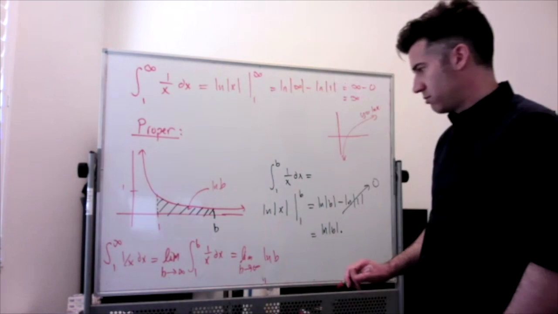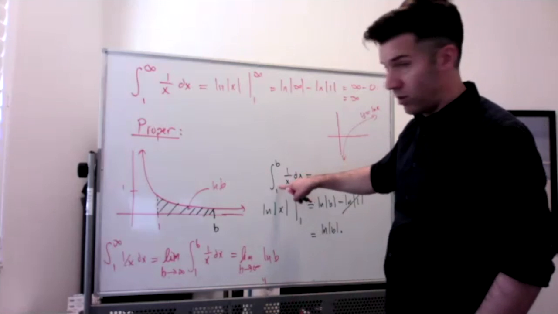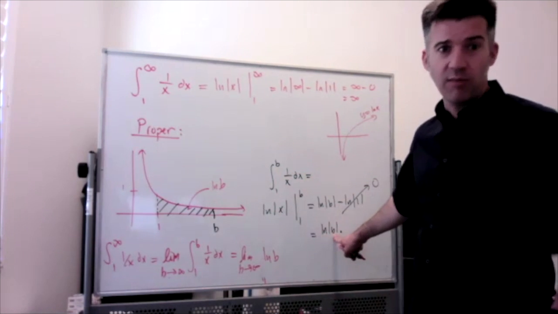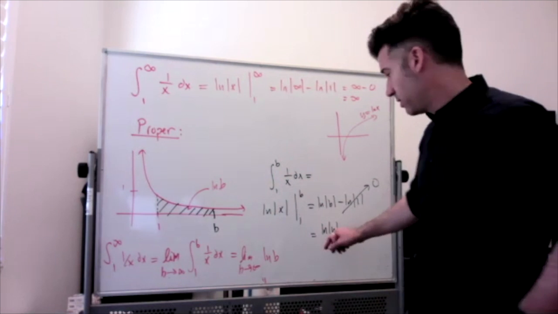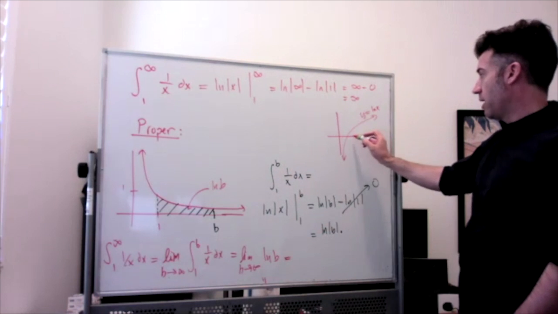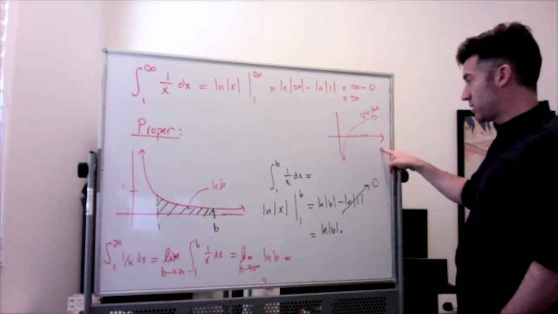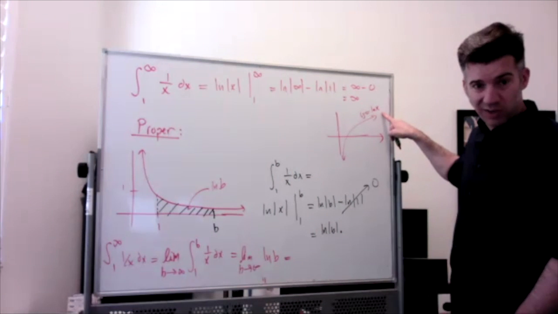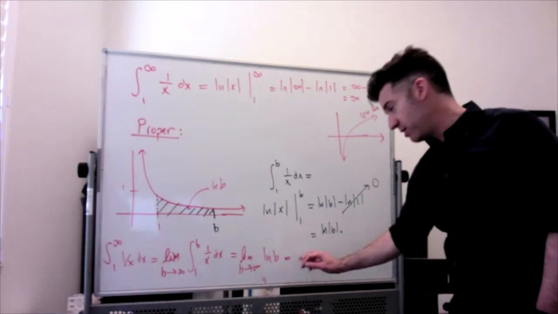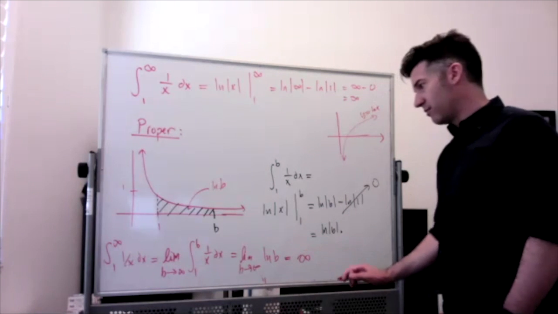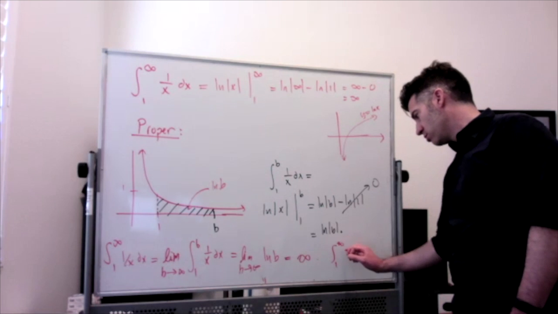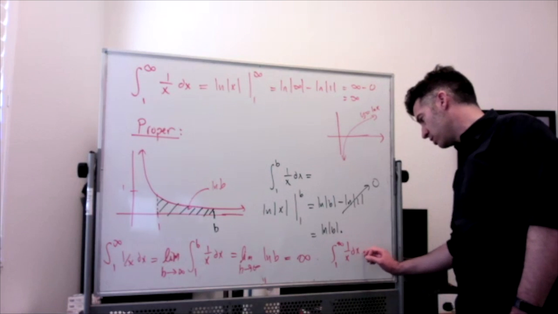Because the integral from 1 to b of 1 over x dx is the natural log of the absolute value of b, and I'm dropping the absolute value because b is positive. But then we know that for the natural log function, as the inputs get larger, the outputs also get larger. So the limit as b goes to infinity of the natural log of b is in fact infinity, which means our integral diverges.